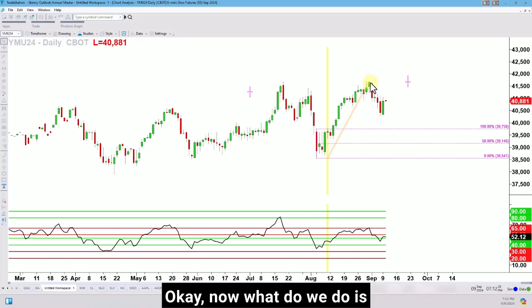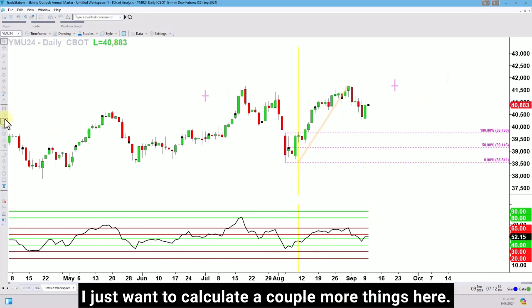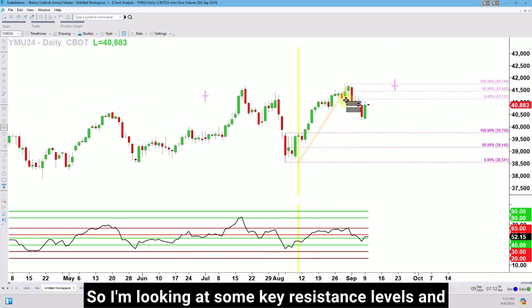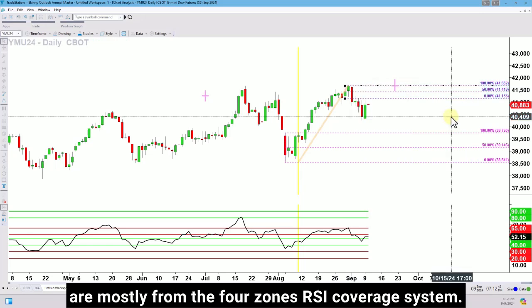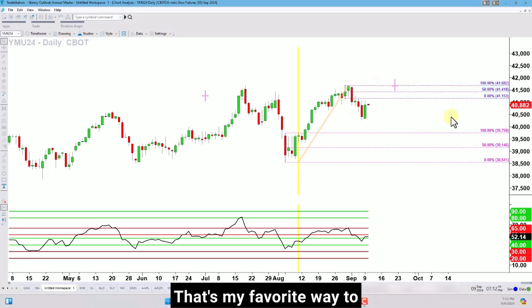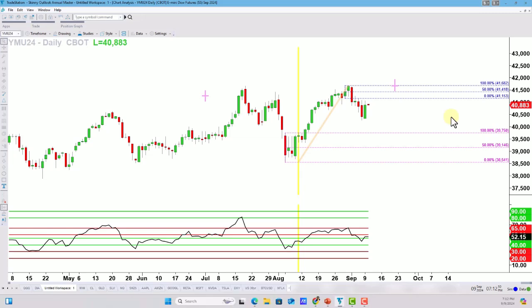Okay, now what we do is we go down one more time frame. So I'm going to come down to a 60-minute chart in a moment. I just want to calculate a couple more things here. So I'm looking at some key resistance levels. And how I'm deciphering these and what tools I'm using are mostly from the 4 Zones RSI coverage system. That's my favorite way to decipher support and resistance. I teach it in one of the lessons in there.